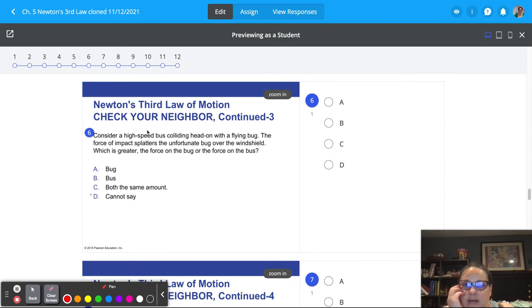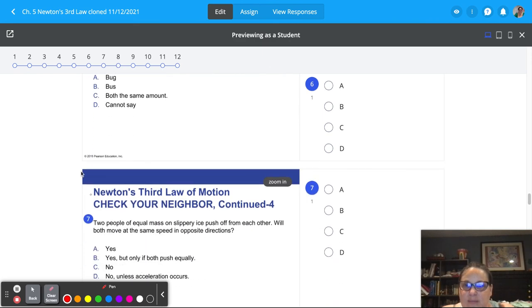Next question, consider a high-speed bus colliding head-on with a flying bug. The force of impact splatters the unfortunate bug on the windshield. Which is greater, the force on the bug or the force on the bus? Don't be tricked. It's a Newton's third law question. We're talking about equal and opposite forces here.